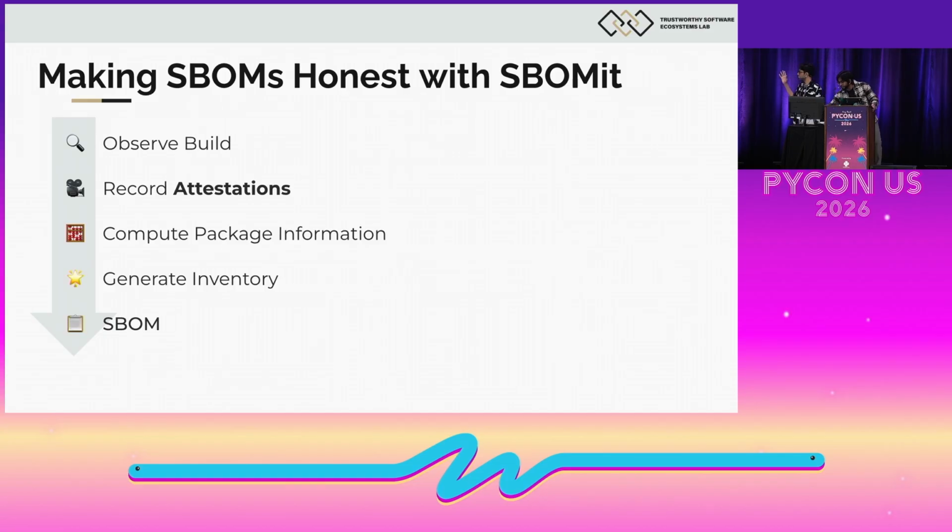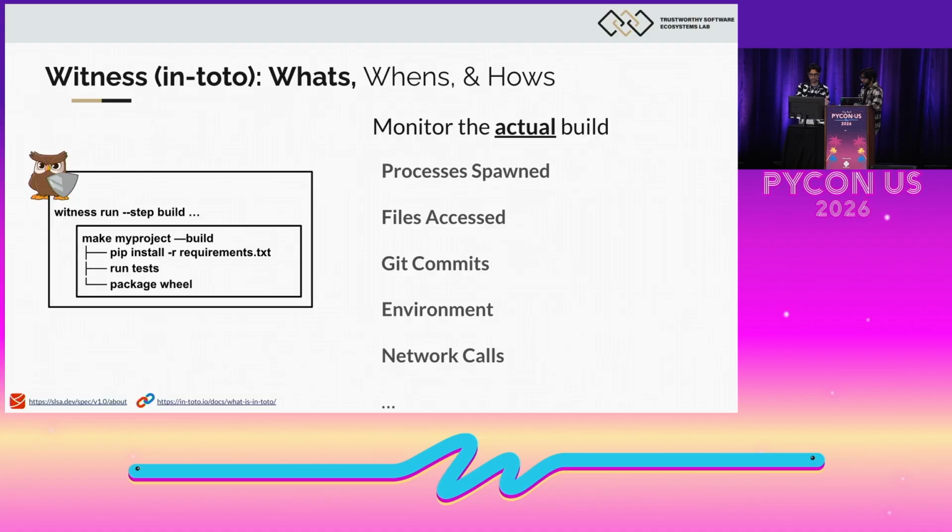OK, so when we look at the steps we need to generate an SBOM with SBOMit, most of it might be obvious to you, but not a lot of people may be familiar with what we mean by attestations when we say that we record attestations. So I'll briefly be talking about the whats, the whens, and hows of witness, in-toto, and attestations. I'll be using these three terms to mean the same thing for the purposes of this talk. They are slightly different in reality, and I would be happy to chat about that later, but when we say attestations, we mean attestations generated using witness, which is a tool, and in-toto, which is a spec.